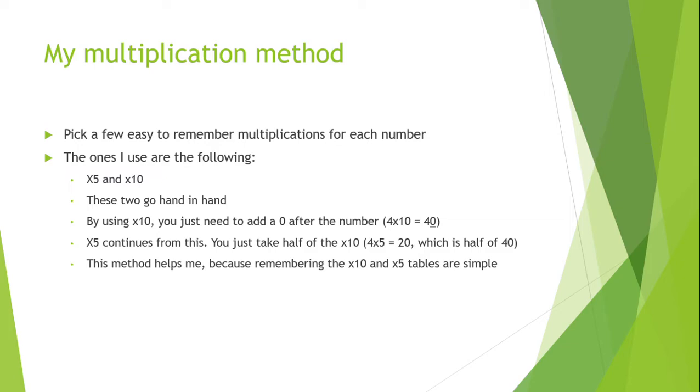My multiplication method. I pick a few easy to remember multiplications for each number. The ones I use are the following: the 5 times and 10 times table. These two go hand in hand. By using the 10 times table, you just need to add a 0 after each number, which is pretty simple. For the 5 times table, this is just an extension of the 10 times table, since you can just divide your answer that you get from the 10 times tables by 2, which will give you your answer. So for example, 4 times 5 will give you 20, which is just a half of 4 times 10. This method helps me because remembering the 10 times and 5 times tables are pretty simple.